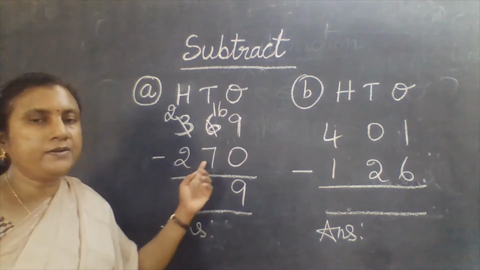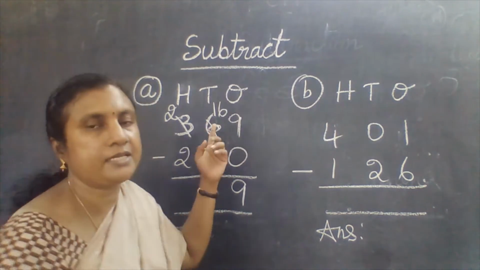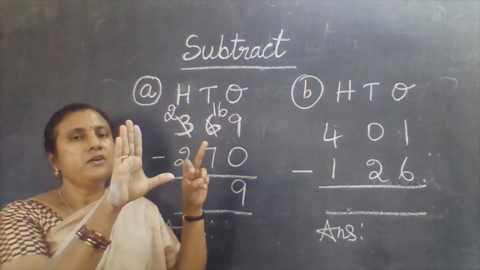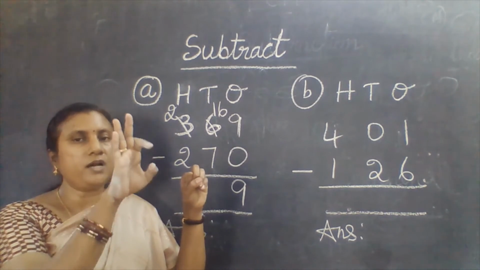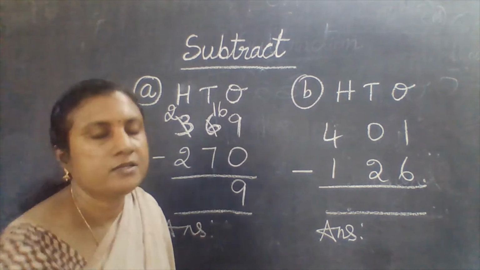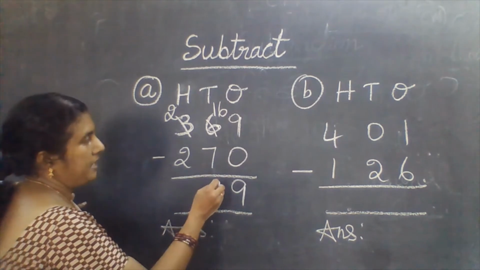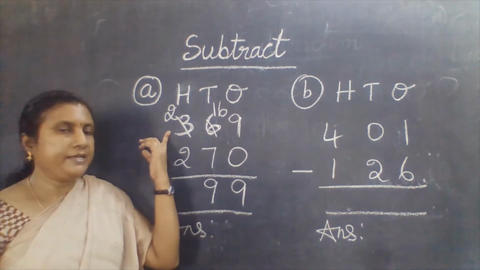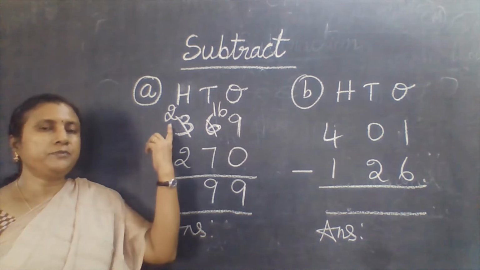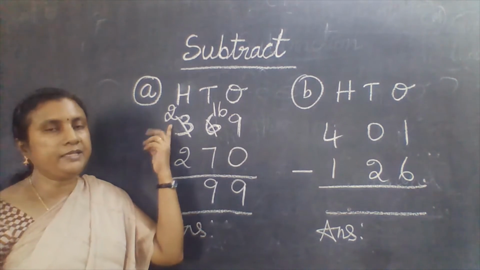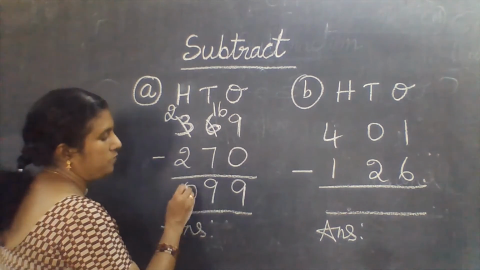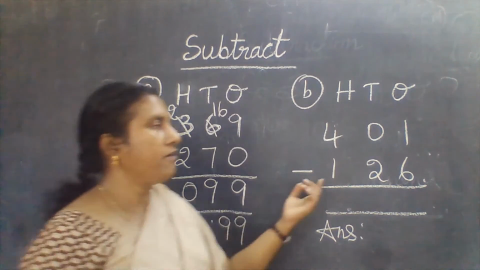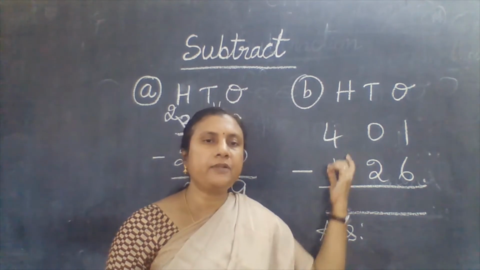Now we have to separate this 7 from this 16. So 16 in your mind, 7 in your fingers. Before 16: 15, 14, 13, 12, 11, 10, 9. So what is the difference? It is 9. Next we have to go to hundreds place. Here we have to separate 2 from 2. So according to same number property, the difference will be 0. So what is the answer? 99.